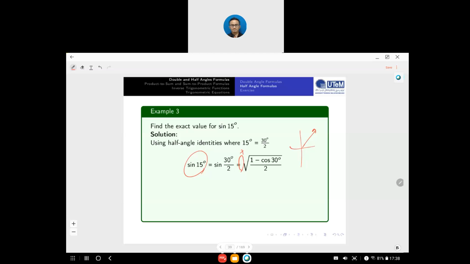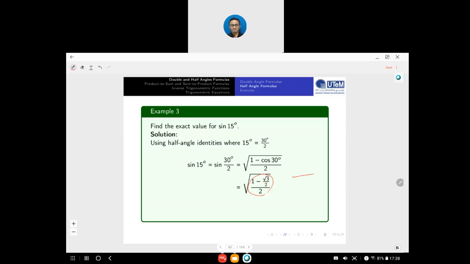Okay, so we know that sin 30 degree over 2 also equal to square root 1 minus cos 30 over 2. So this cos 30 kita dah tahu. So we just substitute cos 30 equal to square root 3 over 2. Okay, so this one you must simplify. Dia tak boleh duduk dalam keadaan pecahan dalam pecahan. Dia mesti duduk satu je pecahan. Tak boleh ada pecahan dalam pecahan.